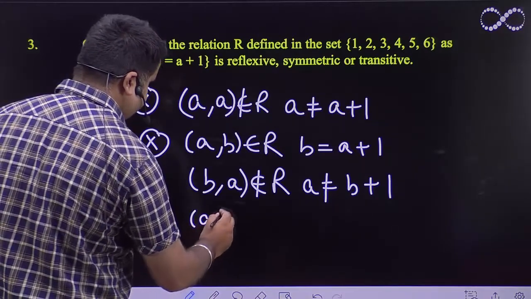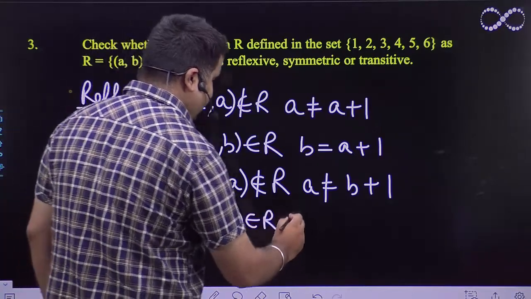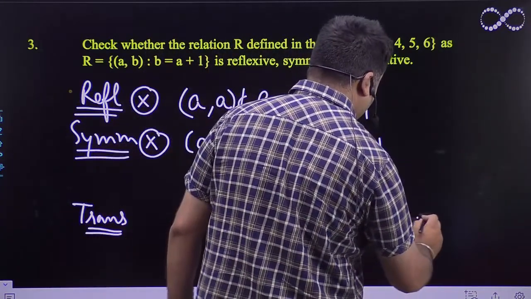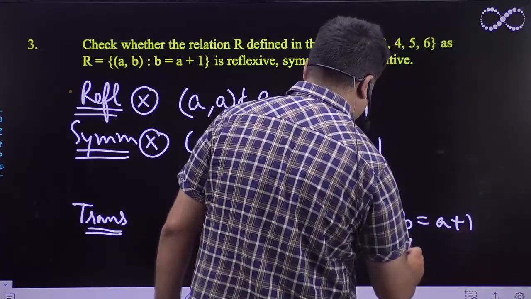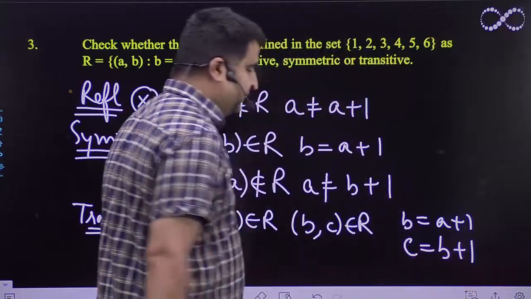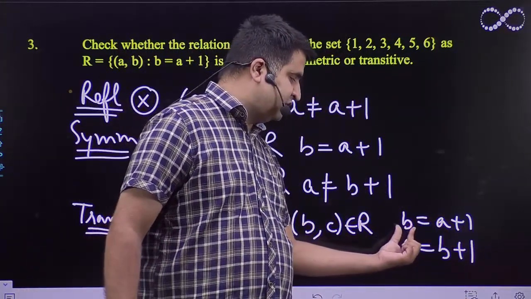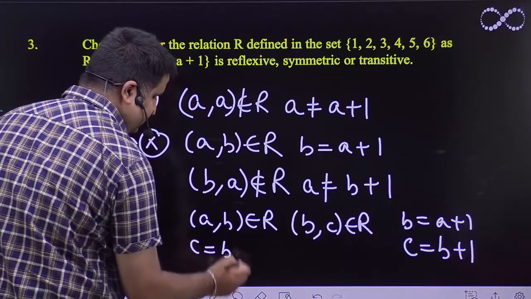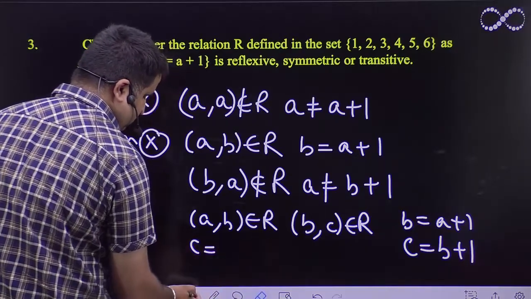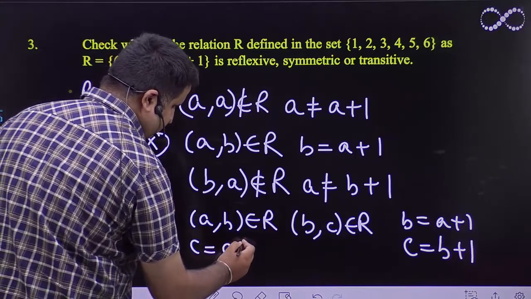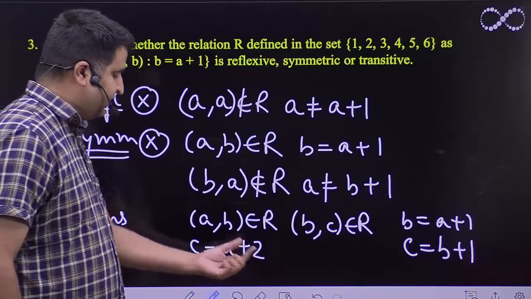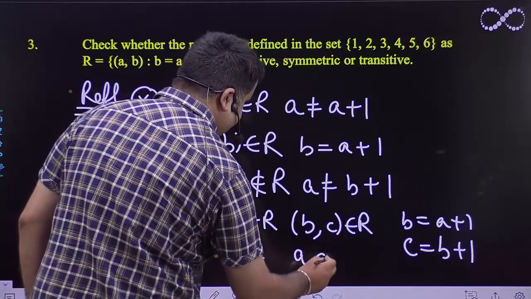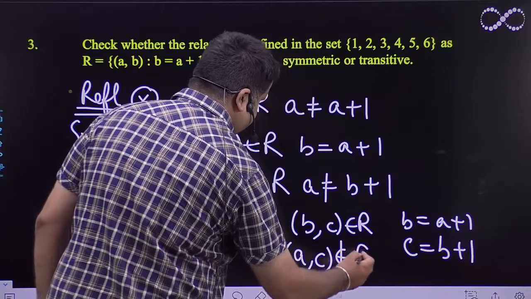If (A, B) is there and (B, C) is there, which means B is equal to A plus 1 and C is equal to B plus 1, then what will be the relation between C and A? If we substitute this value of B over here, we get C is equal to A plus 2. Now instead of A plus 1, we are getting A plus 2. Therefore, this is not a transitive relation since (A, C) does not belong to this relation.